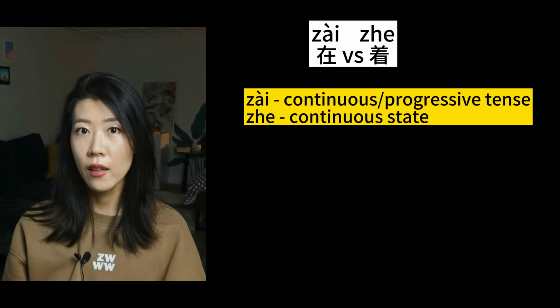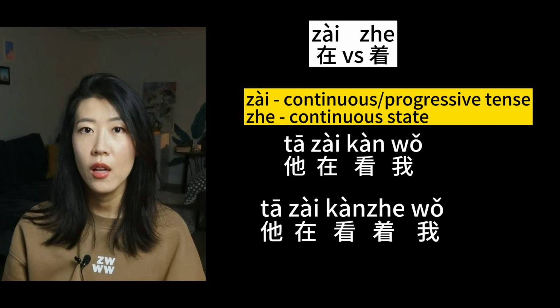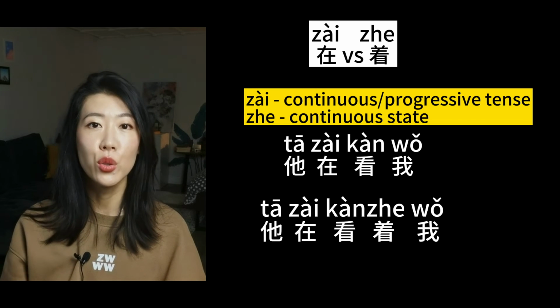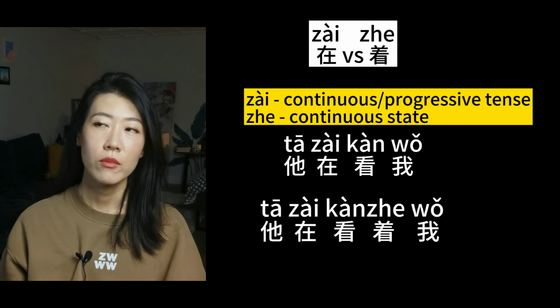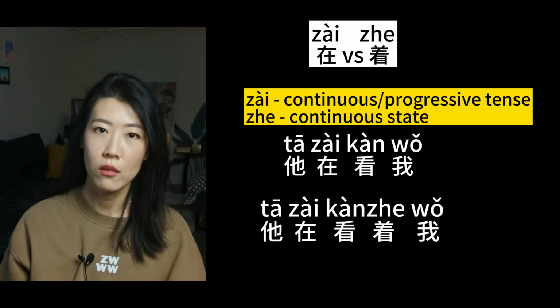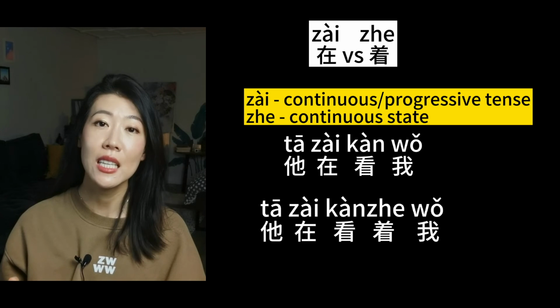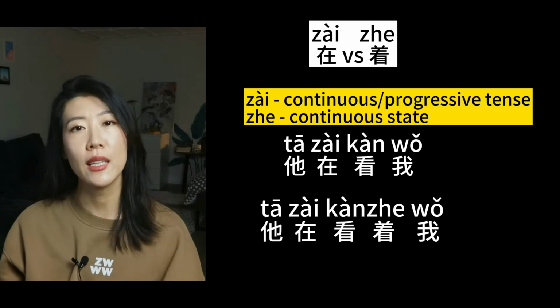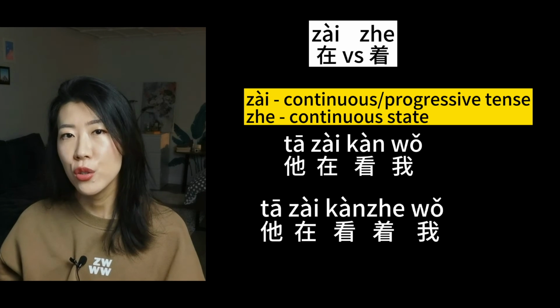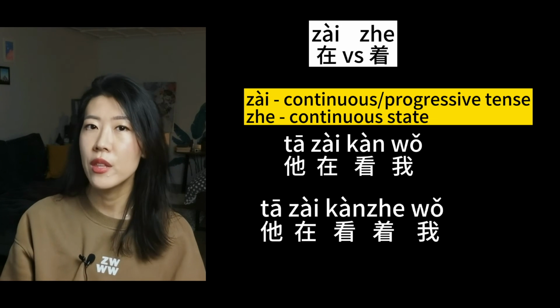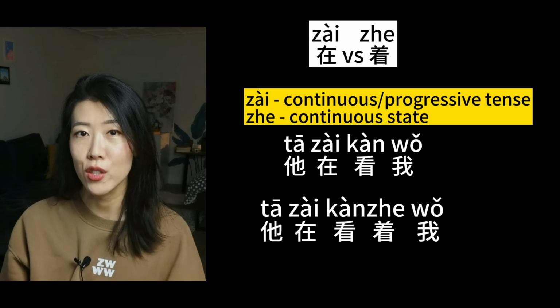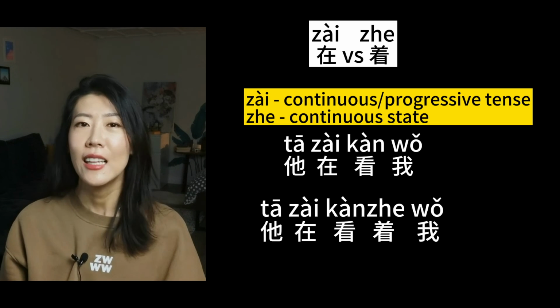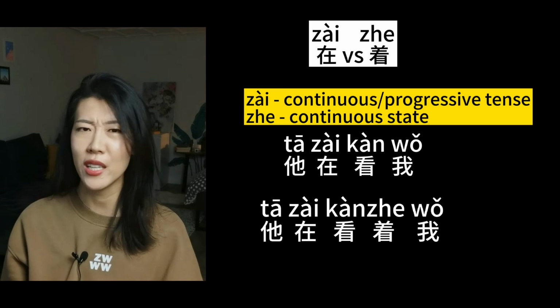Let's analyze the difference with examples. Hey, did you see that guy? 他在看我。他在看我。He is looking at me. We also can say 他在看着我。他在看着我。He is keeping looking at me. These two expressions are actually the same. In my second expression, I just use a continuous state to describe this person's continuous action. Did you get it? 他在看我, 他在看着我 actually have the same meaning.